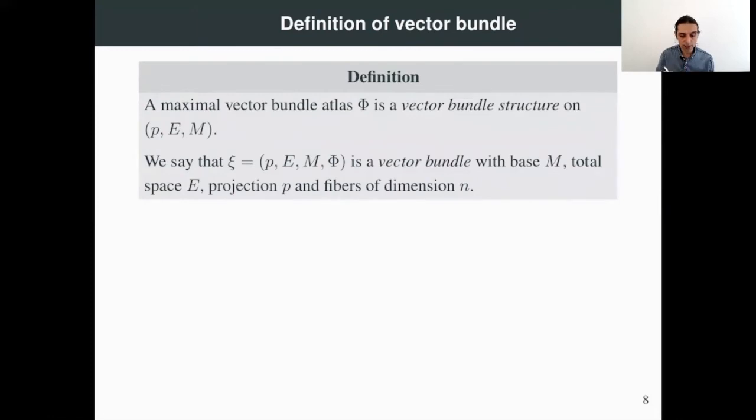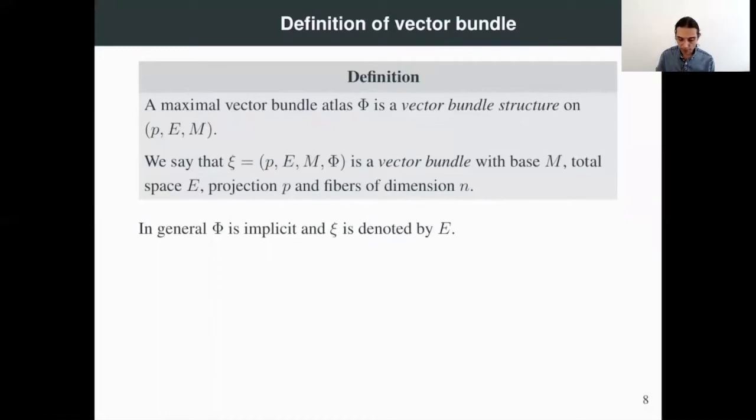We say that this space is a vector bundle, okay? It's essentially a maximal vector bundle atlas. In general, this maximal vector bundle atlas is implicit, and we're not going to provide any possible vector bundle chart for a vector bundle, okay? It's going to be implicit, so in general, we are going to write just P, E, and M. We're going to write down, when we consider a vector bundle, the total space, the base space, and the projection.